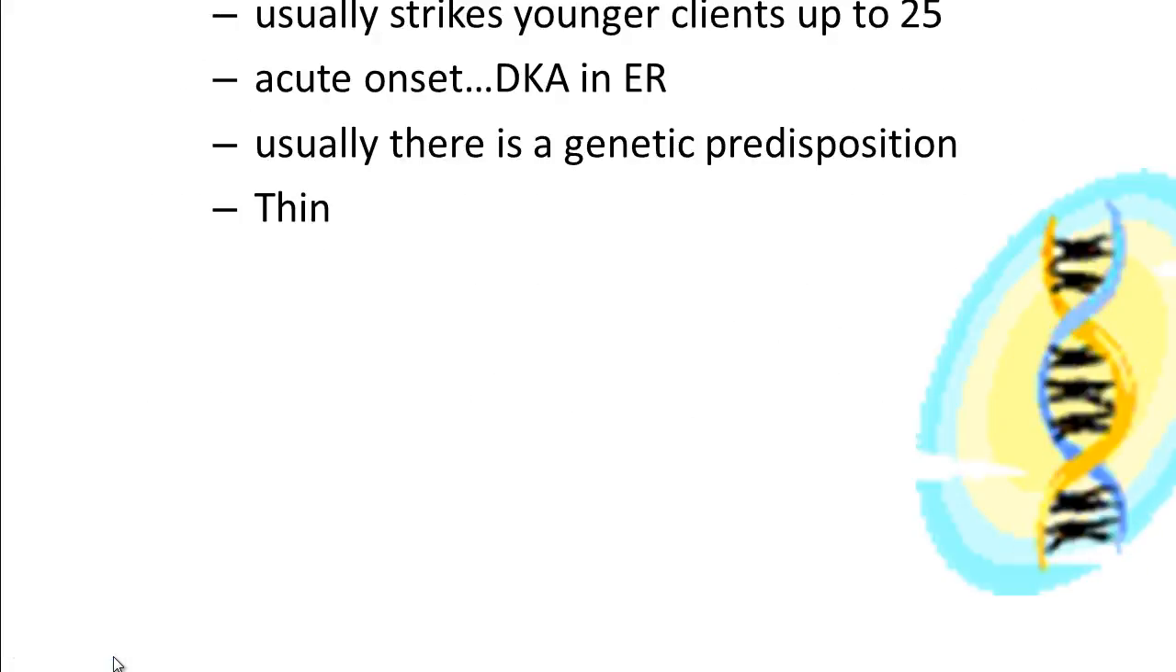So a type 1 diabetic is really someone who's insulin dependent. They are always going to be insulin dependent because oftentimes more than 75% of their beta cells have actually been destroyed in the pancreas at the initial presentation, which is usually in DKA in the emergency room. Usually strikes younger clients, although now up to about the age of 25. As I said, it's an acute onset. Usually it follows some sort of a flu or a viral episode, and then the child is usually brought into the emergency room and they're diagnosed with type 1 insulin dependency.